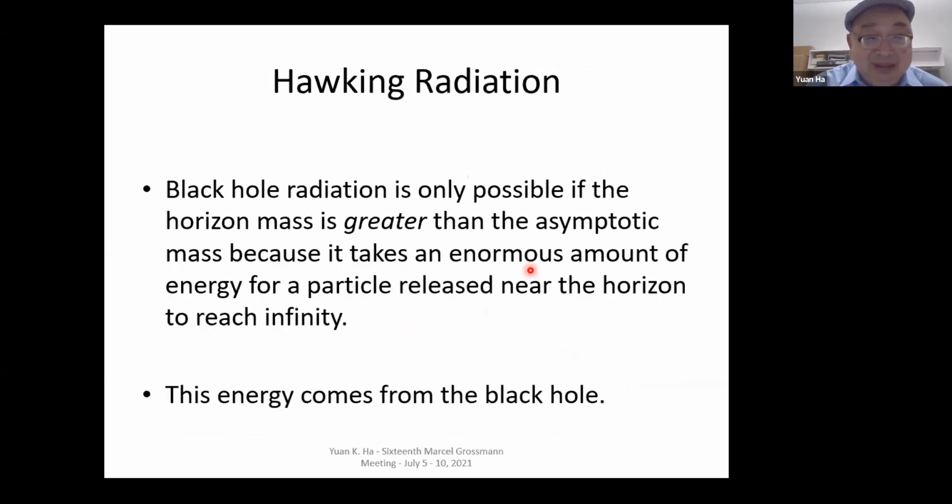Now, the second process is none other than Hawking radiation. Black hole radiation is only possible if the horizon mass is greater than the asymptotic mass, because it takes an enormous amount of energy for a particle released near the horizon to reach infinity. And this energy comes from the black hole.